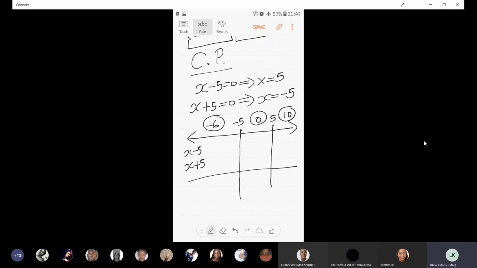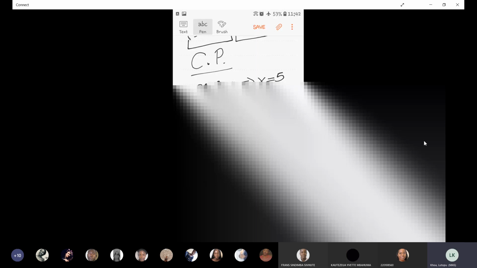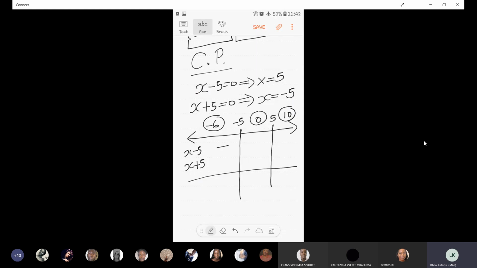Okay, so the number you pick doesn't actually matter as long as it is in that region. It will behave in exactly the same way. Right, so we're interested in the sign of our factors, not in the actual values. So I substitute negative 6 minus 5. This is negative. Negative 6 plus 5. This is negative. And then 0 minus 5, negative. 0 plus 5, positive. 10 minus 5, positive. 10 plus 5, positive.